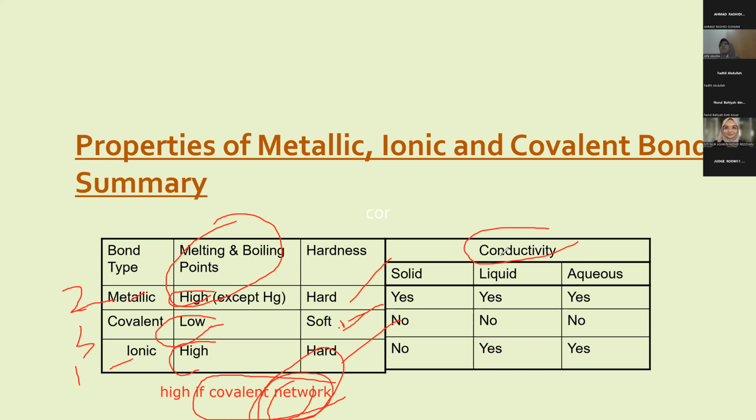Okay, and then conductivity. Metallic has high conductivity in the solid, liquid or aqueous phase. Covalent has no conductivity in any phase. But ionic has conductivity only in the liquid and aqueous phases, not in the solid state.